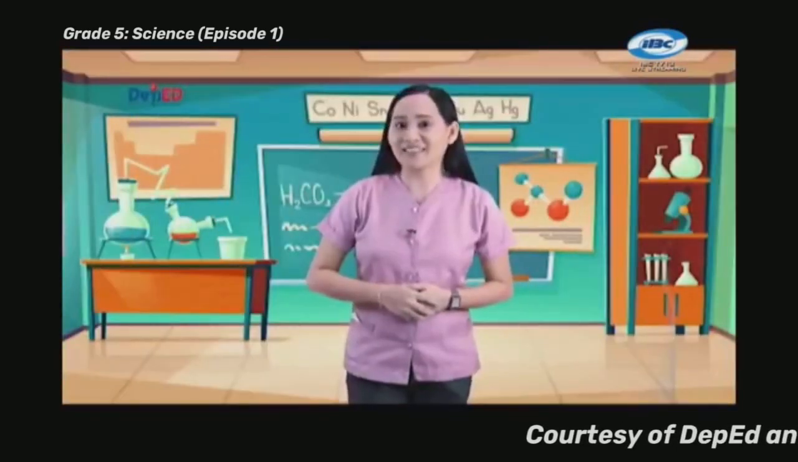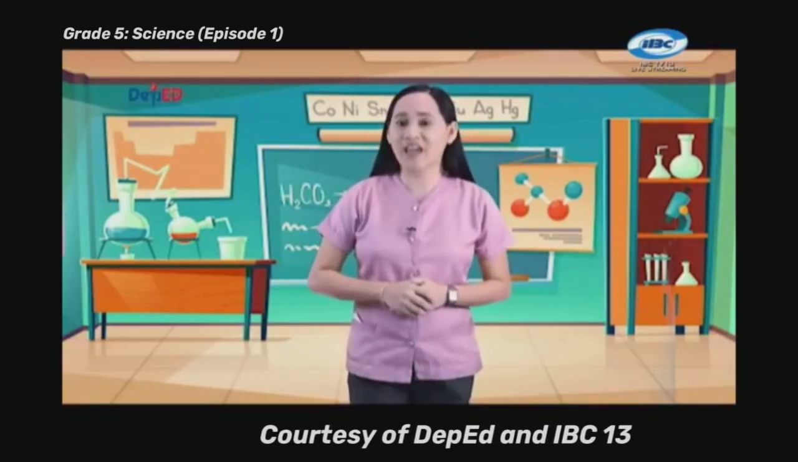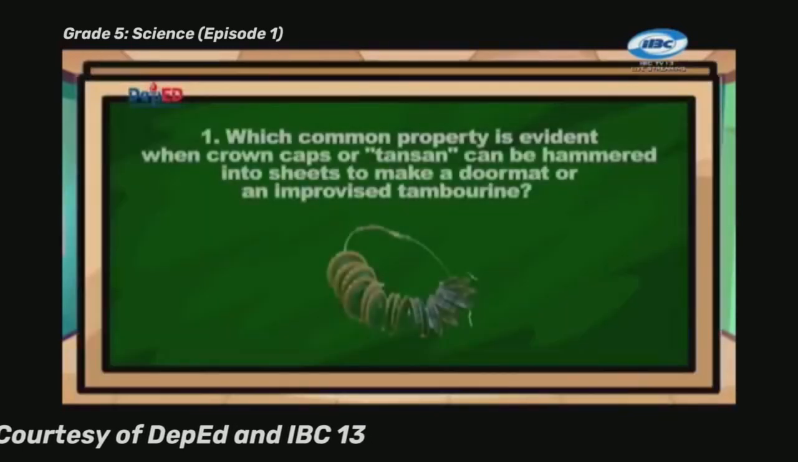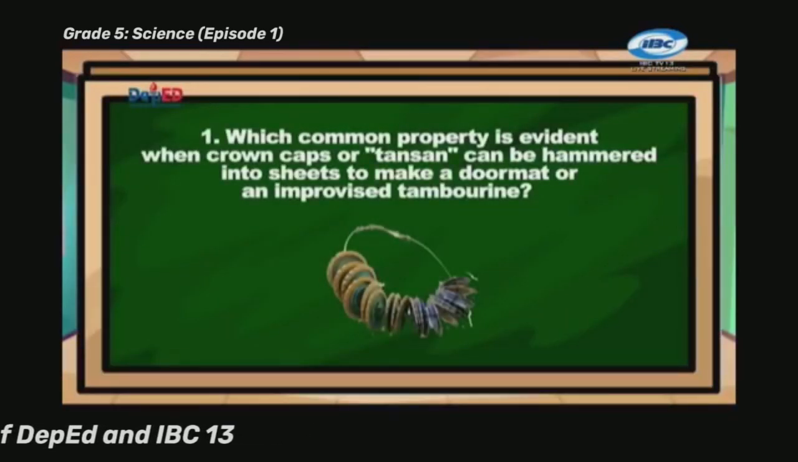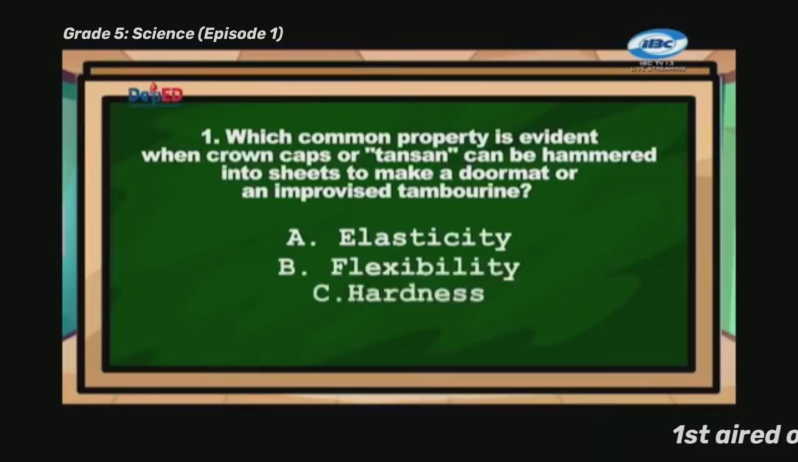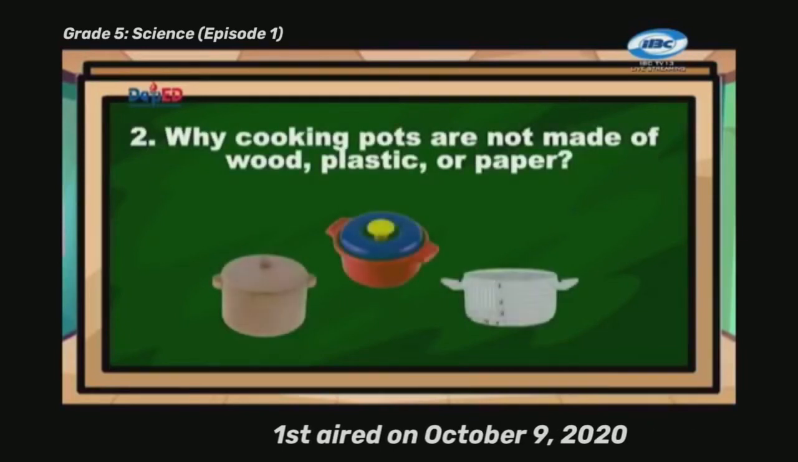Before we end this lesson, let's try to test yourself. Read each question carefully and choose the letter of the correct answer. Number 1. Which common property is evident when crown caps or tansan can be hammered into sheets to make a doormat or an improvised tambourine? A. Elasticity. B. Flexibility. C. Hardness. D. Malleability.